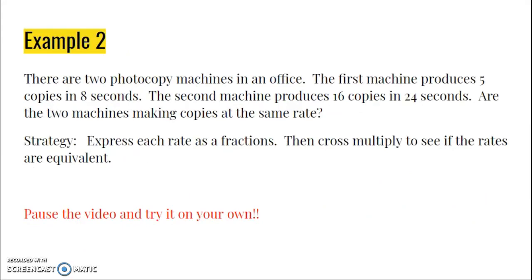There are 2 photocopy machines in an office. The first machine produces 5 copies in 8 seconds. The second machine produces 16 copies in 24 seconds. Are the 2 machines making copies at the same rate? The strategy that I want you to try is to express each rate as a fraction, then cross multiply to see if the rates are equivalent. Again, pause the video and try it on your own first, and then we will go into the explanation in just a few seconds.